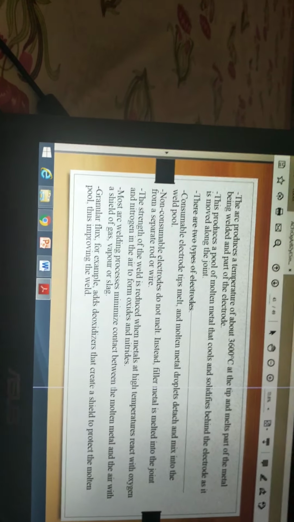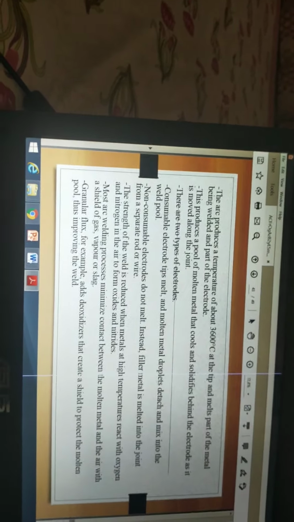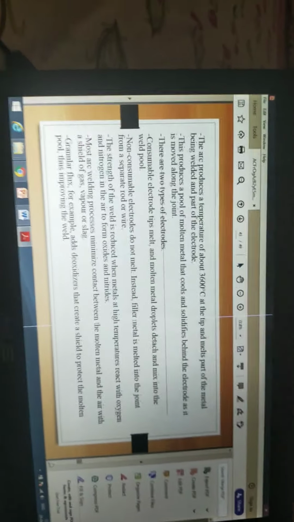The arc produces a temperature of about 3600 degrees centigrade at the tip and melts part of the metal being welded and part of the electrode. This is called the pool. This produces a pool of molten metal that cools and solidifies behind the electrode as it is moved along the joint.